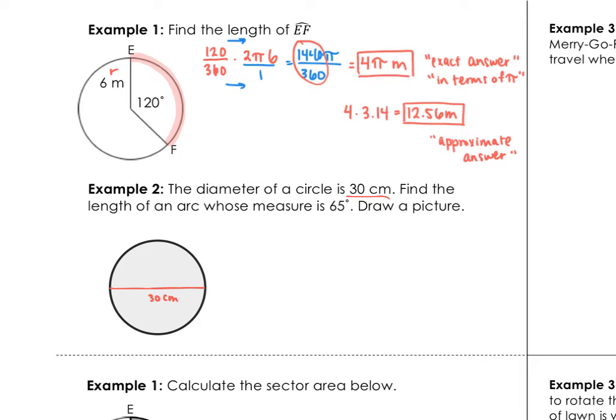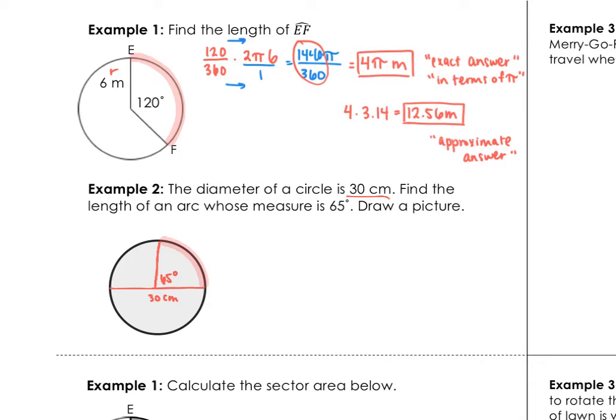Okay, we want the length of an arc whose measure is 65 degrees. So I'm just going to draw what I call like a slice of pizza. This is 65 degrees. We want to find the measure of the arc. So we're looking for this part right here.